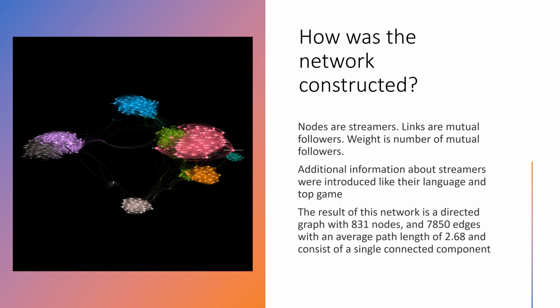For this network, the streamers are the nodes themselves, and the links are the mutual followers between them. The weight is the number of mutual followers. Additional information about the streamers was also introduced, like their language and preferred category. The result of this network is a directed graph with 831 nodes, 7,850 edges, and an average path length of 2.68, and it consists of a single connected component.